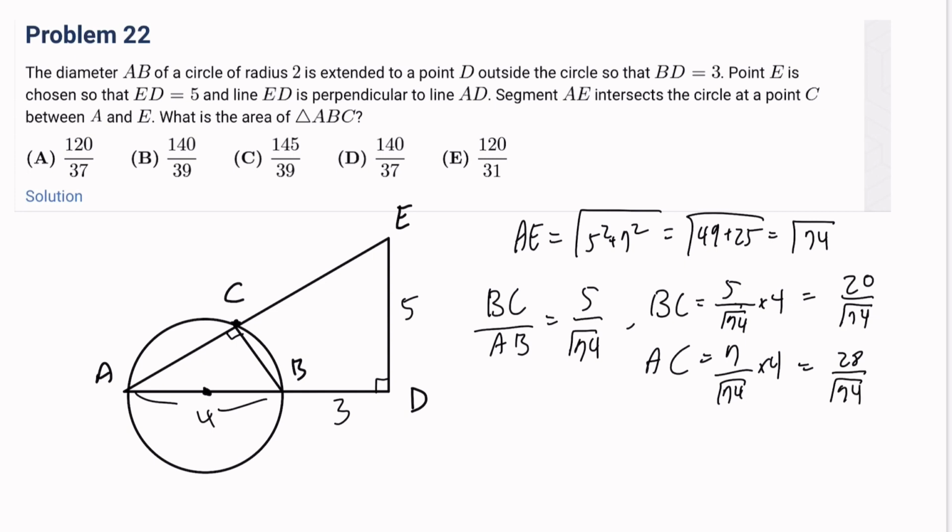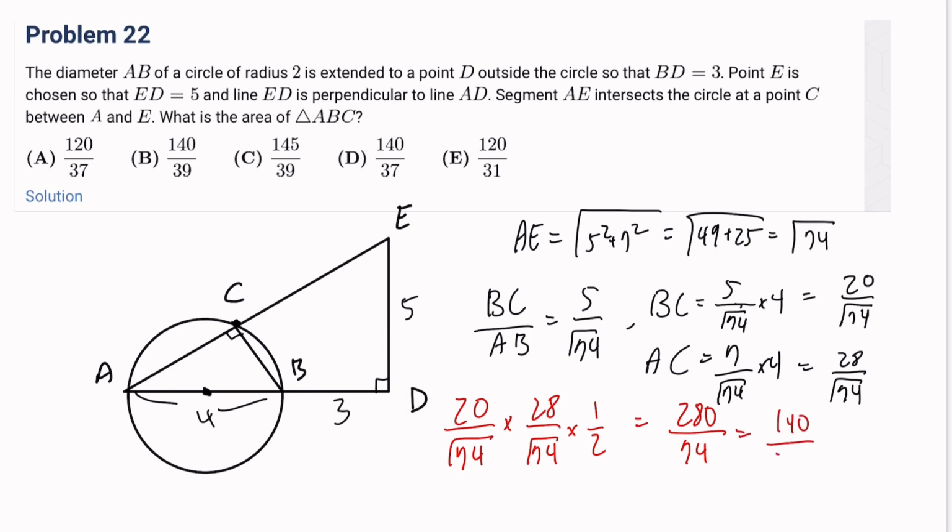What is the area of ABC? That would be BC times AC times half, right? So 20 over root 74 times AC, which is 28 over root 74, times 1/2. So this is 280 over 74. So the answer is 140 over 37, and the answer is D.